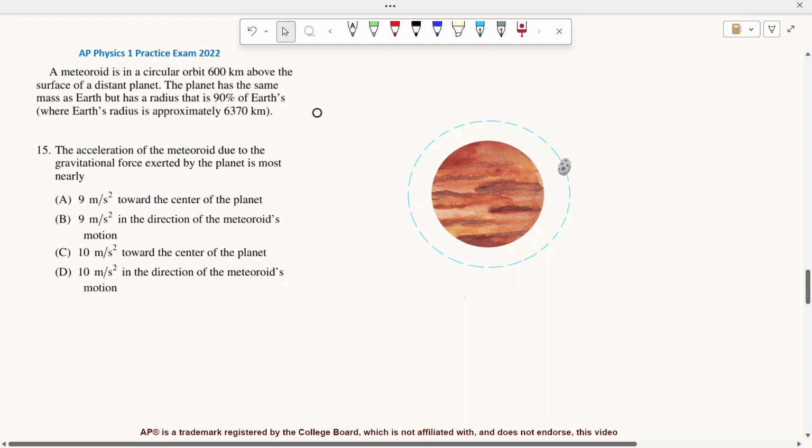Hi, this question is about gravitational field and taken from the practice exam 2022. So this is a meteorite. Let's say it has a mass m.